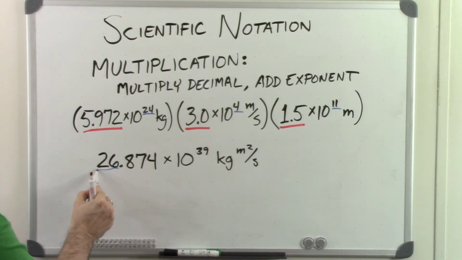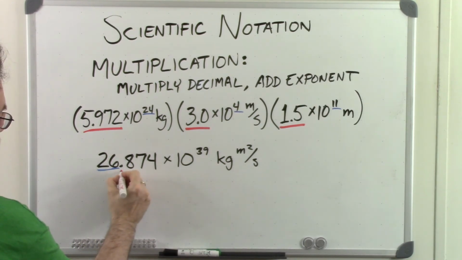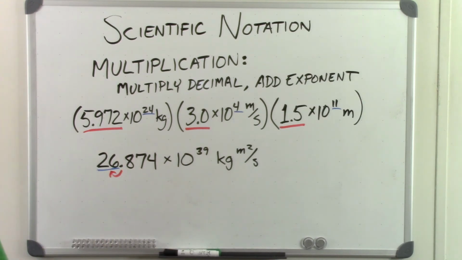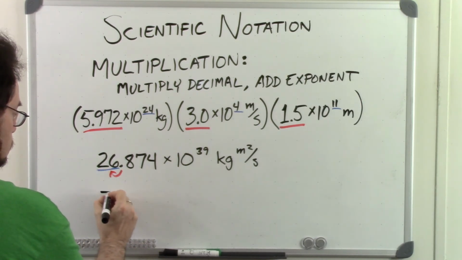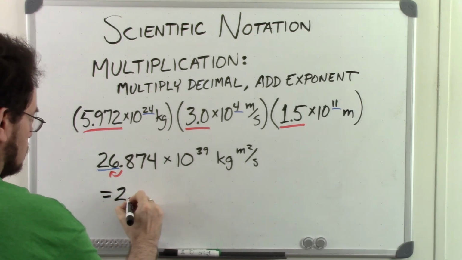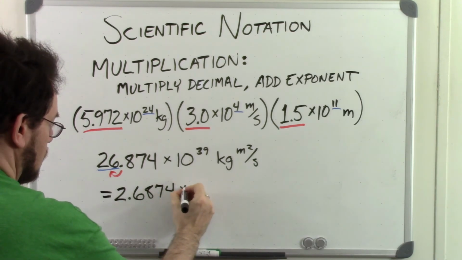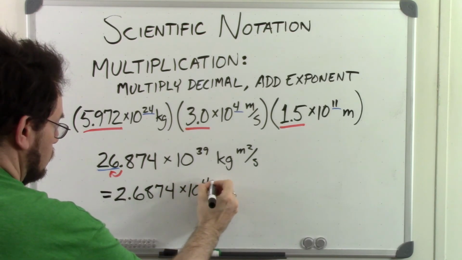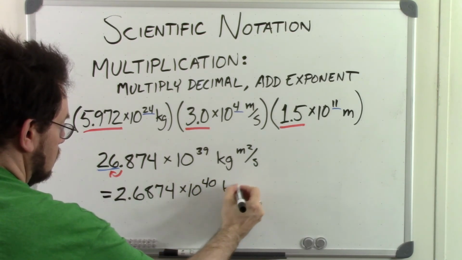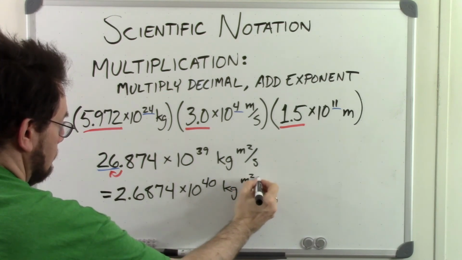Notice that the decimal part isn't between 1 and 10. To get proper scientific notation, we need to move the decimal point one more place to the left. Remember, when we move the decimal point to the left, we're increasing the exponent by 1 per place we move it. So our final result is going to be 2.6874 times 10 to the 40th kilograms meters squared per second.